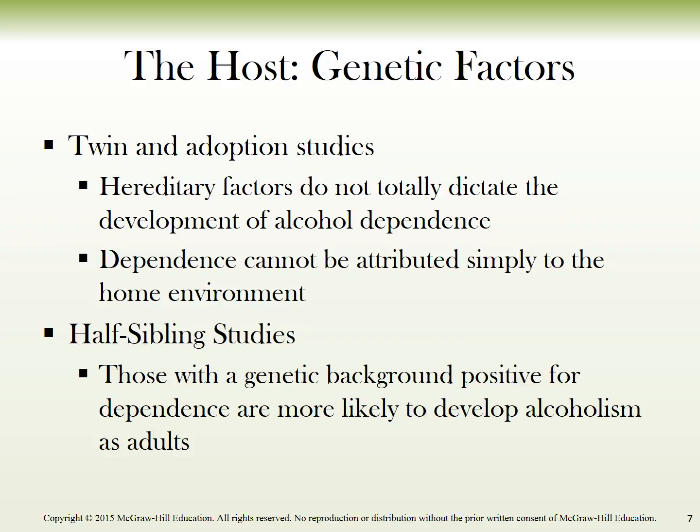As noted on this slide as well, if you look at individuals who are half-sibs, i.e. share one common parent and have different parents on some level, for those half-siblings, when the parent who has a substance use disorder is, quote, the common parent, then if they have a genetic background that's positive for substance use disorder, they are at more risk or more likely to develop substance use disorders, alcohol use disorders, as an adult as well.